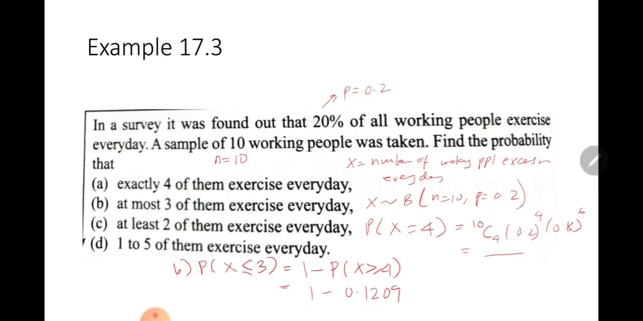Okay, so that will be your answer. You can also use the formula. So you will be adding x equals 0, x equals 1, x equals 2, x equals 3. Okay, so use the formula.